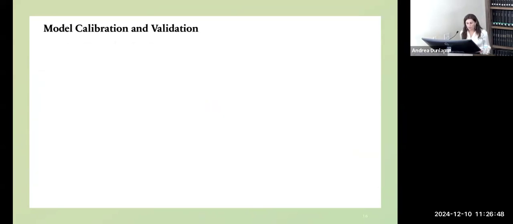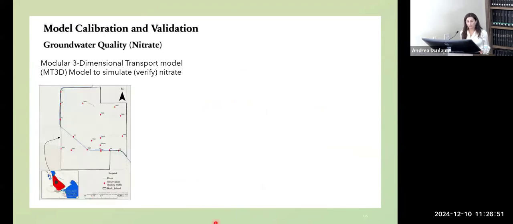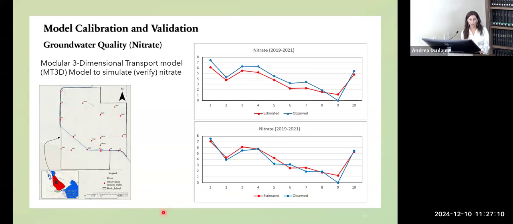We also have a groundwater quality model, which is called the MT3D model. It's a 3-dimensional transport model. We used that as an extension to MODFLOW, and we calibrated and validated that model. Here I'm showing the results of nitrate for 2 different wells during the period of 2019 to 2021.